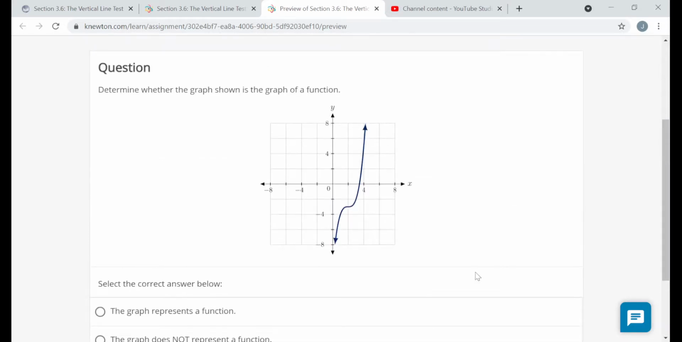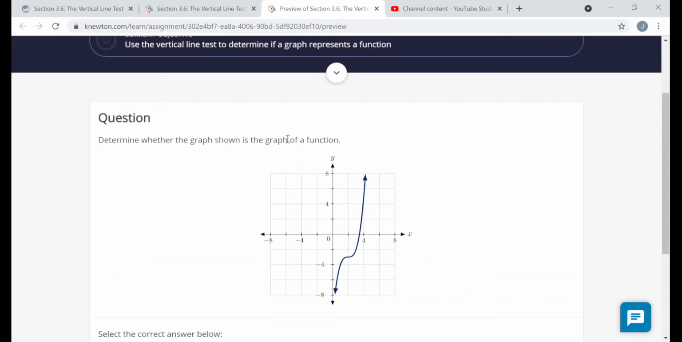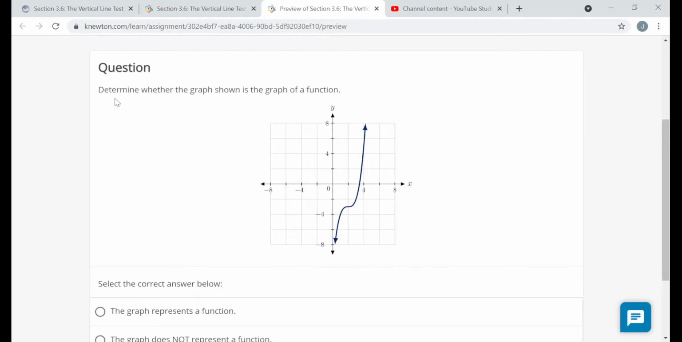Alright, so the first question, and I think every question is going to be this because it's all the same objective, is determine whether the graph shown is the graph of a function. Alright, so I'm going to draw a rough sketch of this graph on a piece of paper, and we'll talk about the vertical line test.